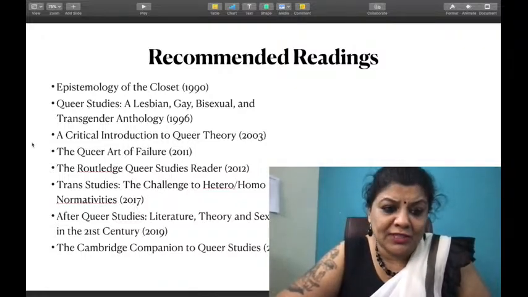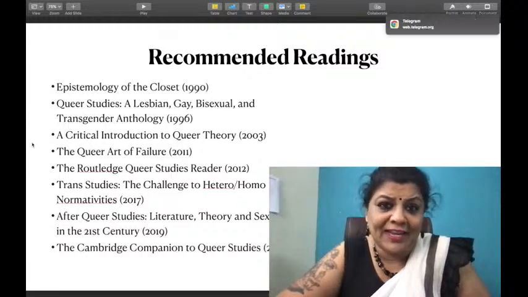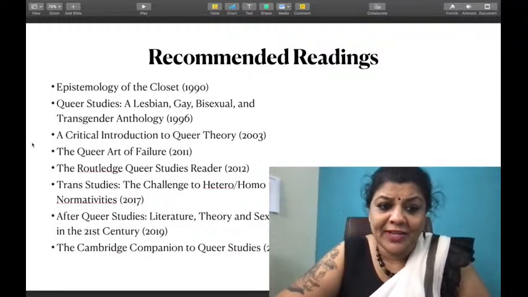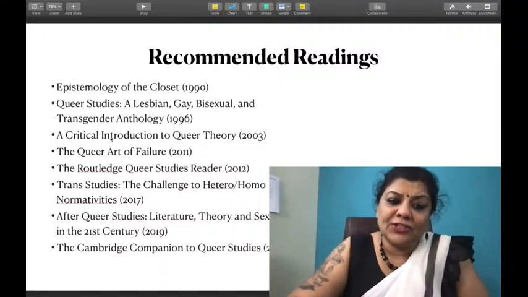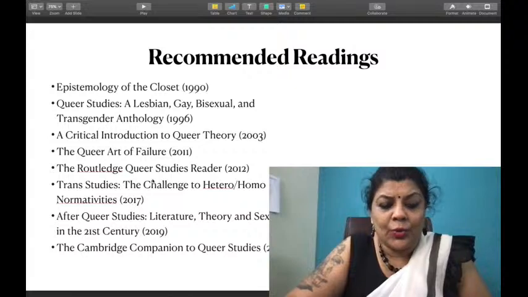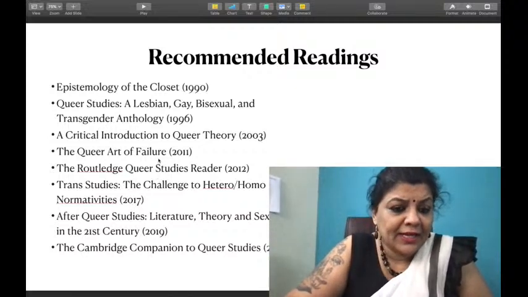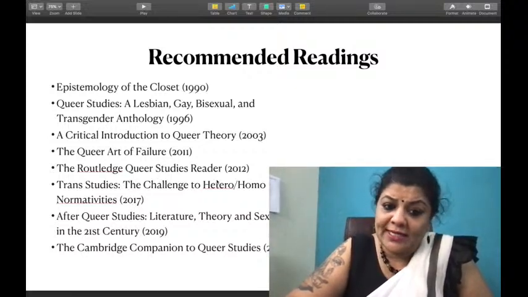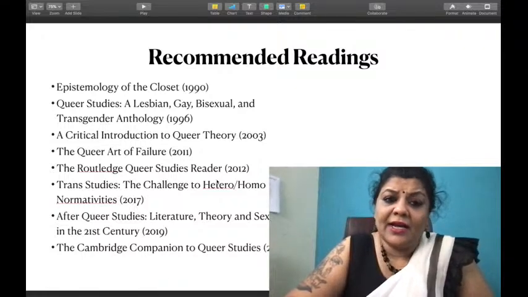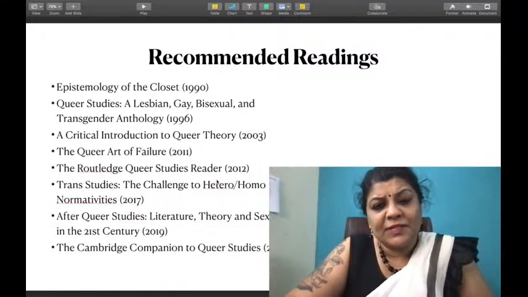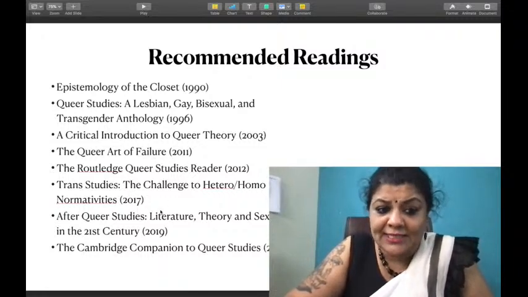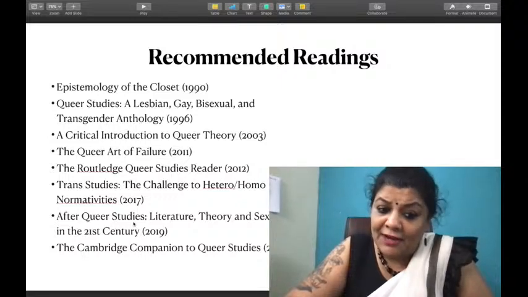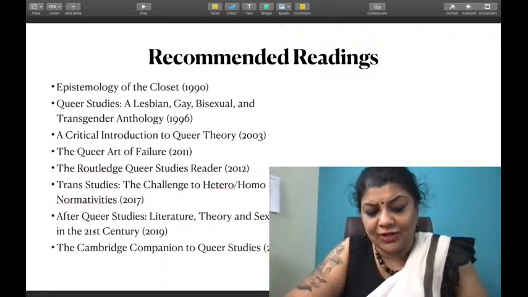If you have a lot of books in your library but you don't have any books on queer studies, it looks very strange. In fact, A Critical Introduction to Queer Theory, The Queer Art of Failure, the Routledge Queer Studies Reader. There are so many articles and very useful perspectives that you will get from many of these books. In fact, Trans Studies, then after queer studies, Literature, Theory and Sexuality in the 21st century.